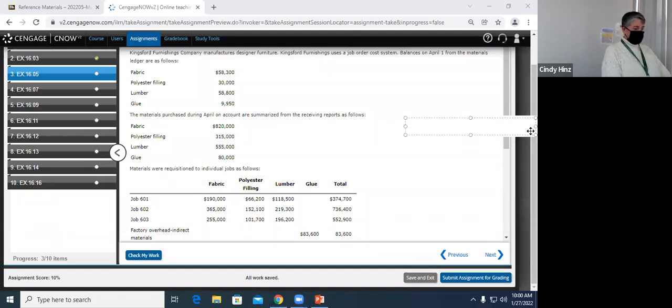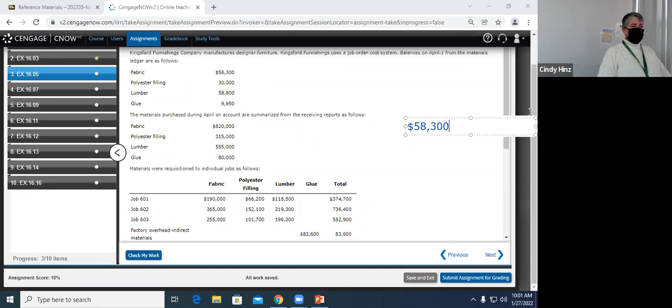So as we normally do, we start with the beginning balance. Remember, there would be a subsidiary ledger for each one of these materials. So there'd be a subsidiary ledger account just for fabric to keep track of how much fabric we have. We need to know how much fabric, how much filling, how much lumber, how much glue we have, not just the total amount that we have, because imagine this conversation. We need some more fabric. We should order some. No, that's okay. We've got plenty of polyester filling. No, we don't need to know the total of our inventory. We need to know for each one of the individual components. So we would have a separate subsidiary ledger for each one of these.